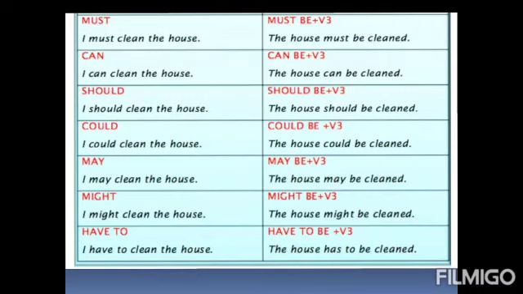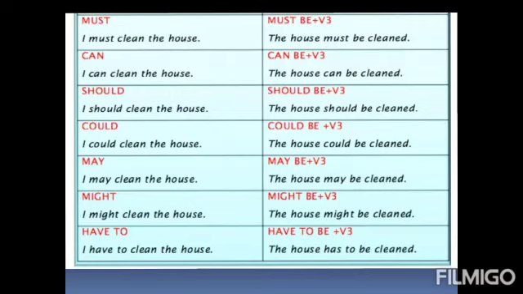Moving on to next, we have passive forms of modal verbs. I must clean the house: the house must be cleaned. I can clean the house: the house can be cleaned. I should clean the house: the house should be cleaned. I could clean the house: the house could be cleaned. I may clean the house: the house may be cleaned. I might clean the house: the house might be cleaned. I have to clean the house: the house has to be cleaned.